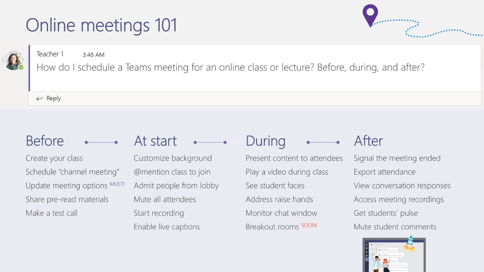Share some of your pre-read materials. Make a test call if you've not used Teams in a while or you're not quite sure how things will work for you. And then at the start, we talk a lot about customizing the backgrounds, or at least blurring that background, because then if you're at your home, it makes things secure, so you're not showing any particular details behind you or anything else that you wouldn't want others to see.